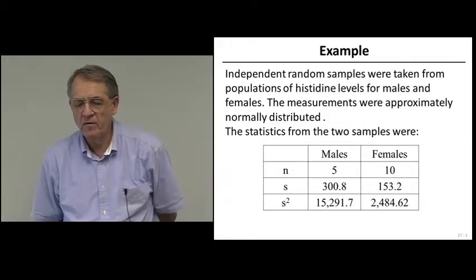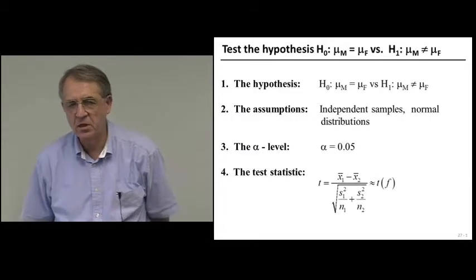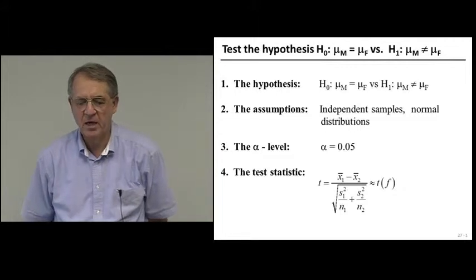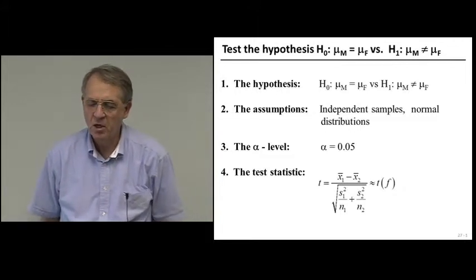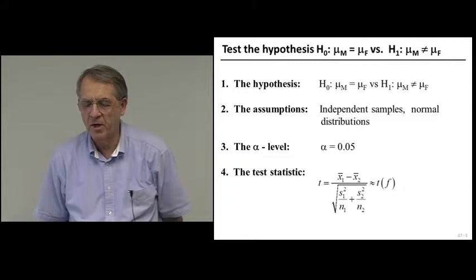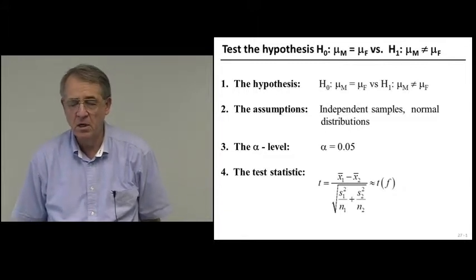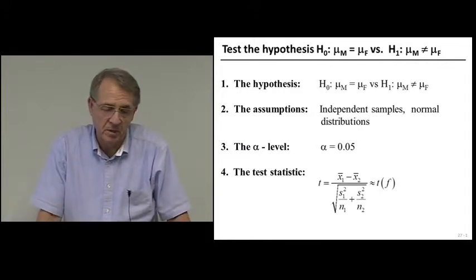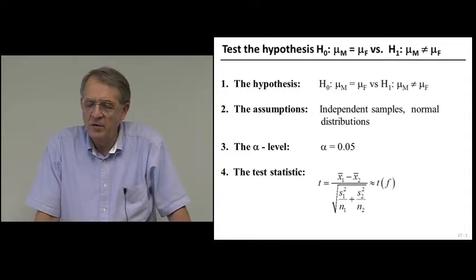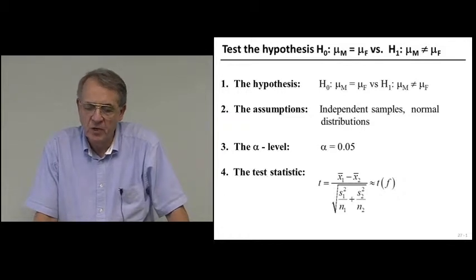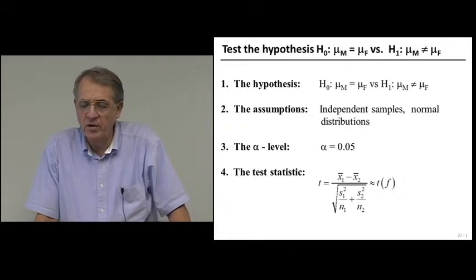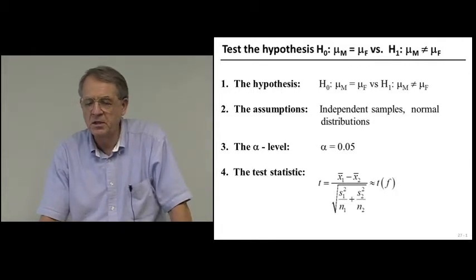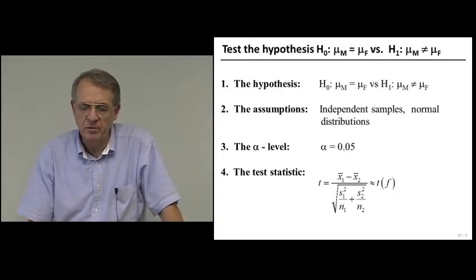So here we're going to focus on the test of the null hypothesis that the two populations have the same mean. So we go through our 7 steps. The first step is to write out the null hypothesis and the alternative hypothesis. The null hypothesis here is that the mean for males is equal to the mean for females, the population means, versus the alternative that they're not equal. The assumptions that we're going to work with are that these 2 samples are independent, and that's an essential assumption, and the other is that they're approximately normally distributed.